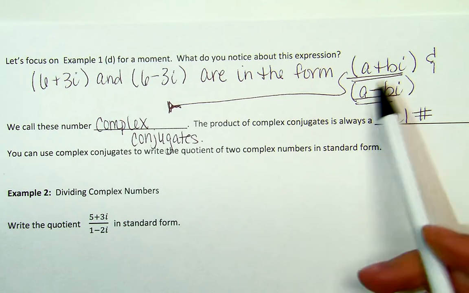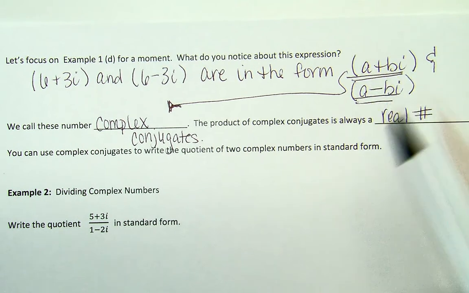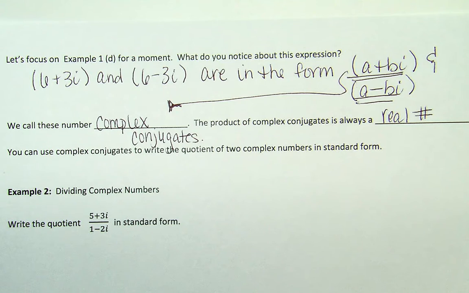And if you remember, if I had something like x minus 2 times x plus 2, that middle term is always going to fall out. And because that middle term tends to be our imaginary number, that's going to go away and we're going to end up with a real number. And we can use complex conjugates to write the quotient of two complex numbers in standard form. Quotient means division. So if we have a situation where we're now dividing complex numbers, those complex conjugates are now going to come in handy.